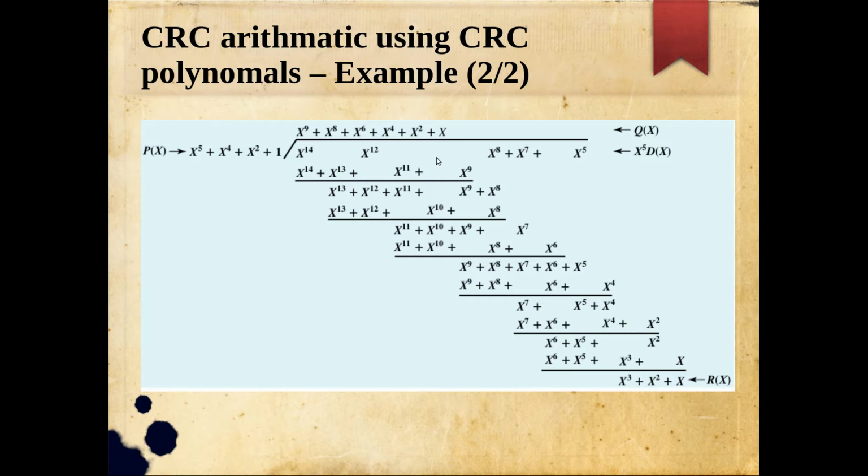X raised to 11 is coming here. Here both are absent, then nothing will happen. Both are present, then also nothing will come up. Okay, x raised to 9, here x raised to 8, only one term is present, so that will come in the answer. So again now it is going one time.